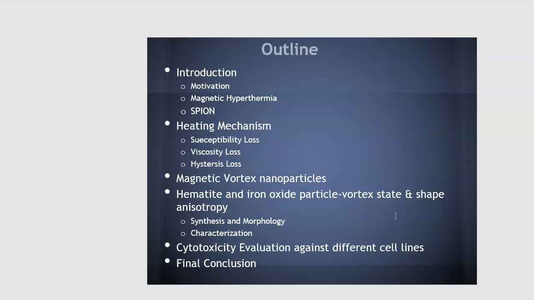Then cytotoxicity evaluation against different cell lines. If time permits, I will talk in detail about this cytotoxicity evaluation, and then the final conclusion.